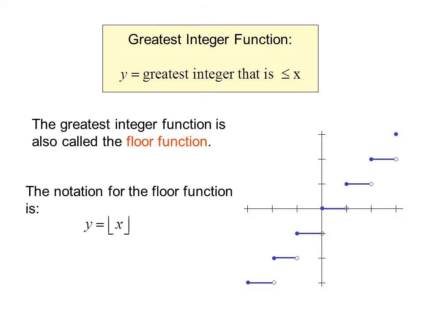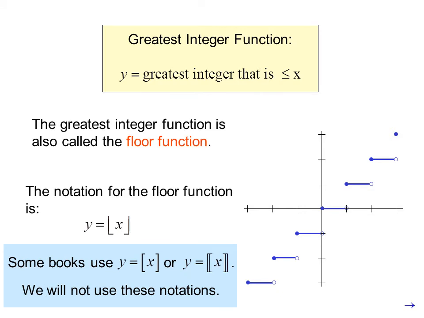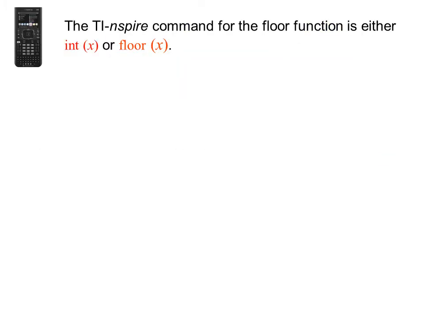The notation for the floor function looks like this. So we have a special symbol that we use for the floor function. This notation was introduced in 1962 by Kenneth E. Iverson. 1962, which is quite recent by mathematics standards. Some books use other symbols for the greatest integer function. We will not use these notations. The TI-nspire command for the floor function is either integer x or floor x.